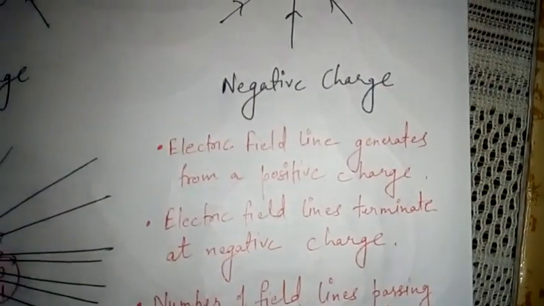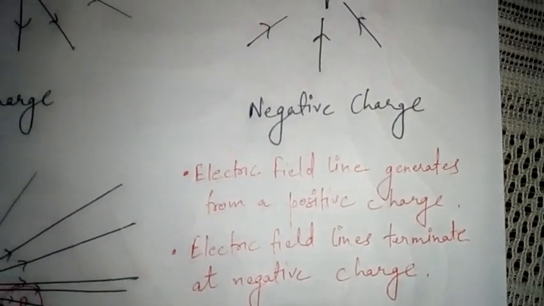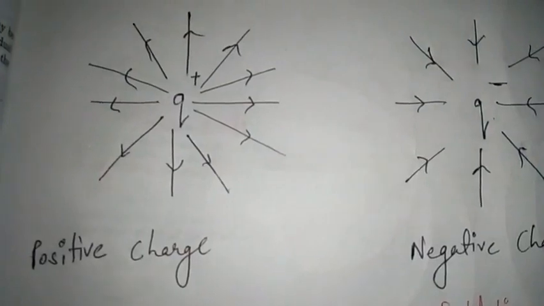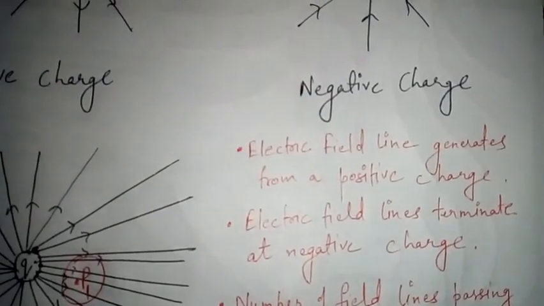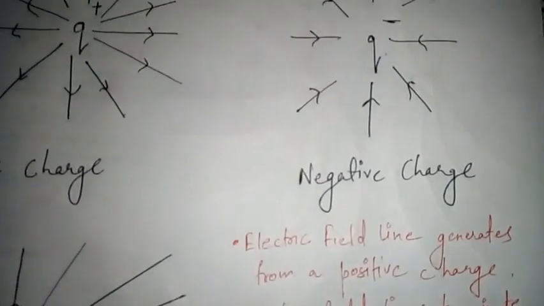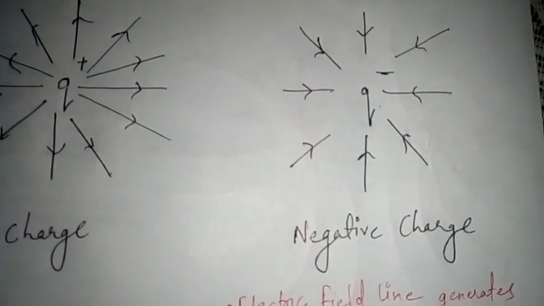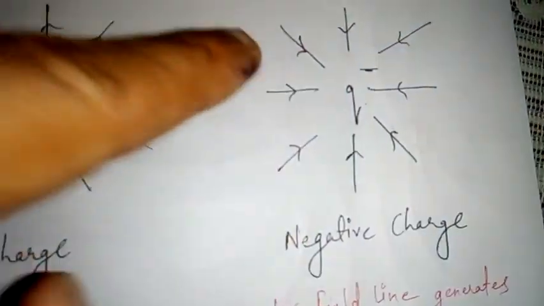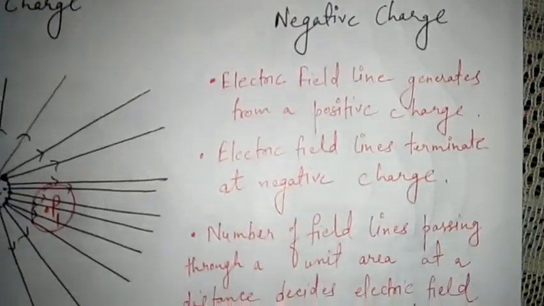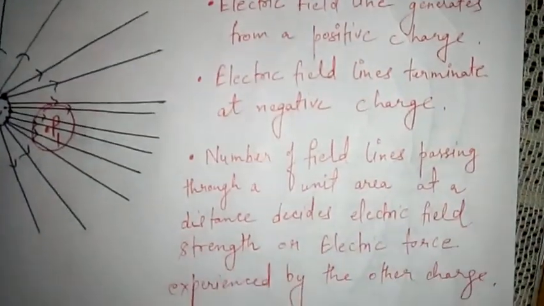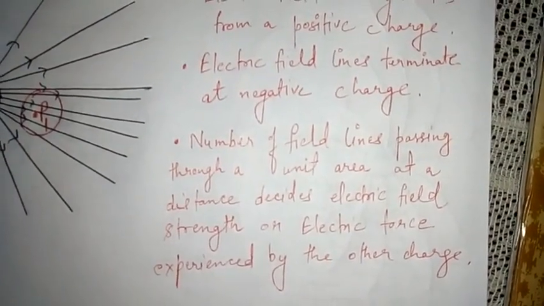Electric field lines generate from a positive charge, which means they go out of that positive charge. The second one is electric field lines terminate at a negative charge, which means all the lines that you see will be coming in towards the negative charge. And the third point is the number of field lines passing through a unit area at a distance decides electric field strength.